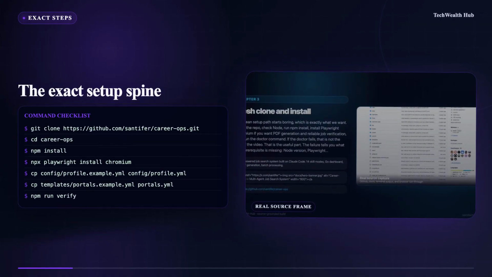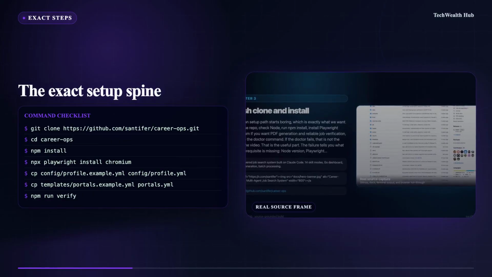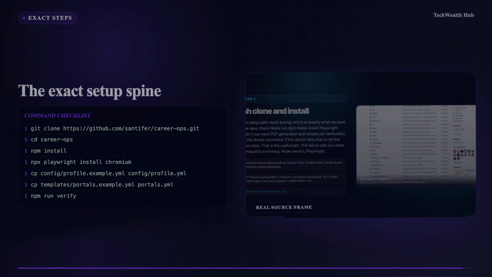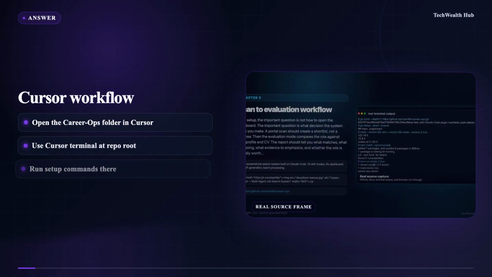The setup spine is simple. Clone the repo, move into the folder, run npm install, then install Playwright Chromium. After that, copy the example profile into config/profile.yml, create cv.md, and copy the portals example into portals.yml. The Career Ops setup guide lists Node 18 plus Playwright as the required base, and Go only if you want the dashboard terminal interface. If your install fails before those files exist, do not jump to the agent yet. Get the repo dependency check screen first.